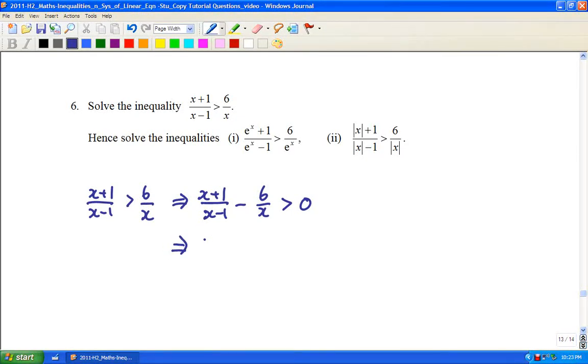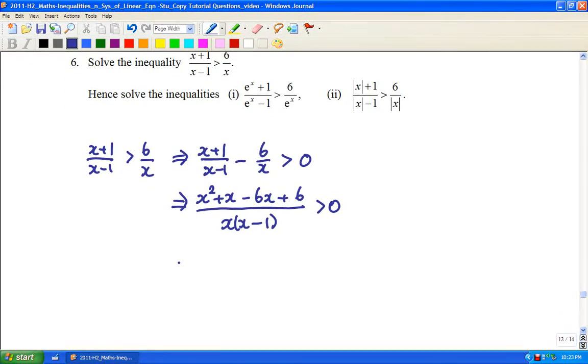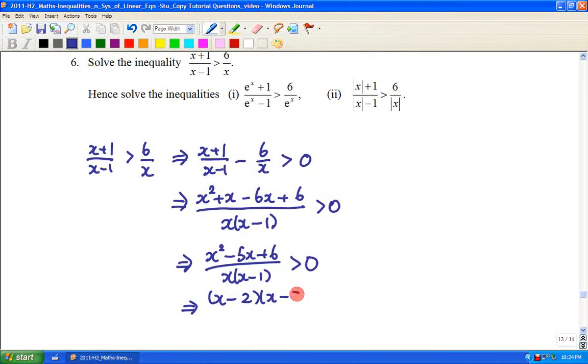So find the common denominator. I'll get (x squared plus x minus 6x plus 6) divided by x times (x minus 1). Let us further simplify this. We should get a quadratic expression in the numerator. Factorize the numerator to get (x minus 2)(x minus 3) over x(x minus 1) greater than 0, and take note of the values we need to exclude, in this case 0 and 1.